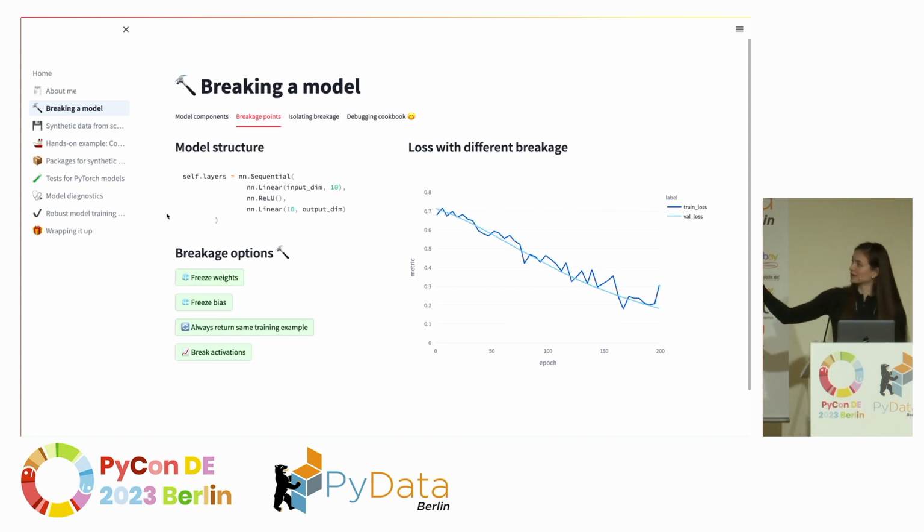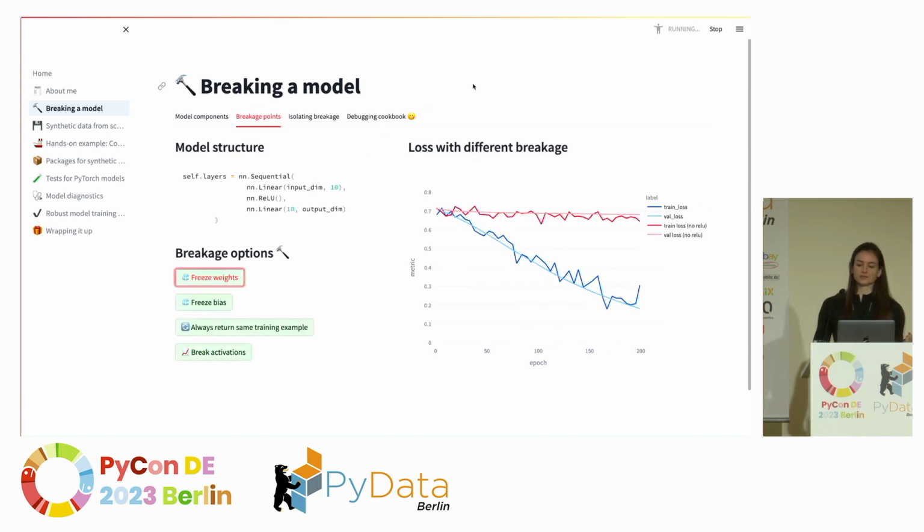And now we have our little breakage toolbox here in the left-hand corner. And we're just going to look at what happens with our loss when we break a couple components of my model. So first of all, let's freeze the weights. Well, this looks as we expected. The model is not learning anything. The red curve, which indicates the losses of my broken model, are just stagnant. Second, let's freeze our bias.